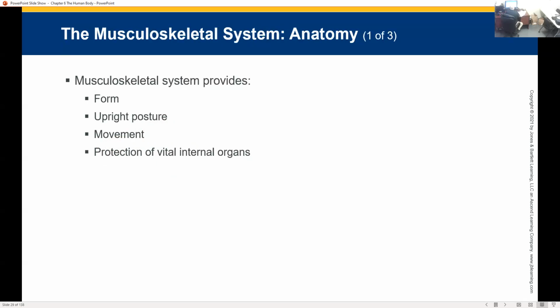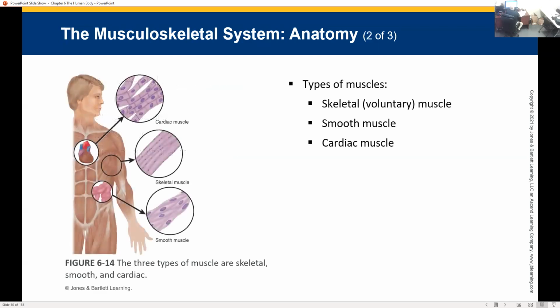All right, I'm going to go past the musculoskeletal system. What comes up next is the respiratory system.